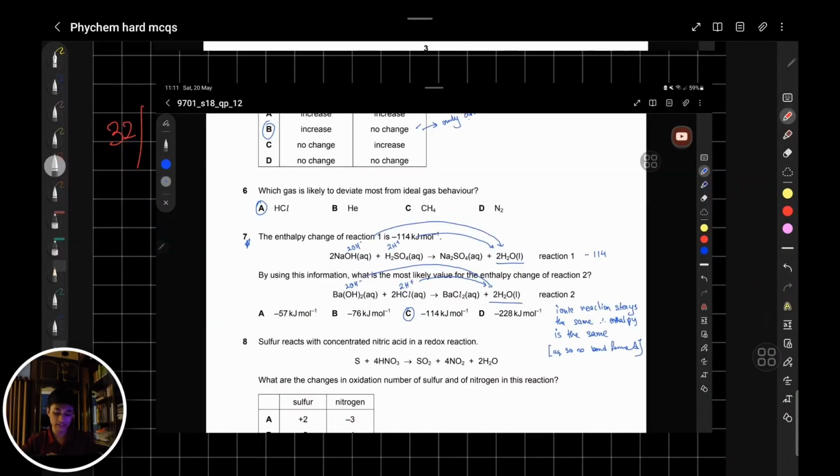Okay, question 32. The enthalpy change of reaction 1 is minus 114 kilojoule per mole. What is the reaction? It is a reaction between sodium hydroxide and sulfuric acid, forming sodium sulfate and water. By using this information, what is the most likely value for the enthalpy change for reaction 2, where barium hydroxide is reacting with hydrochloric acid, forming aqueous barium chloride and giving you 2 moles of water molecules.